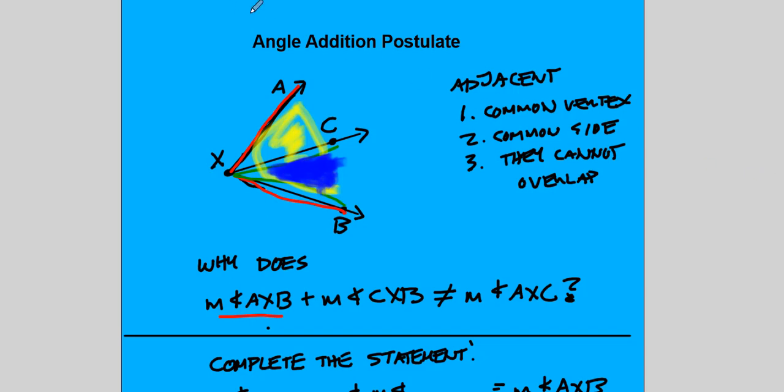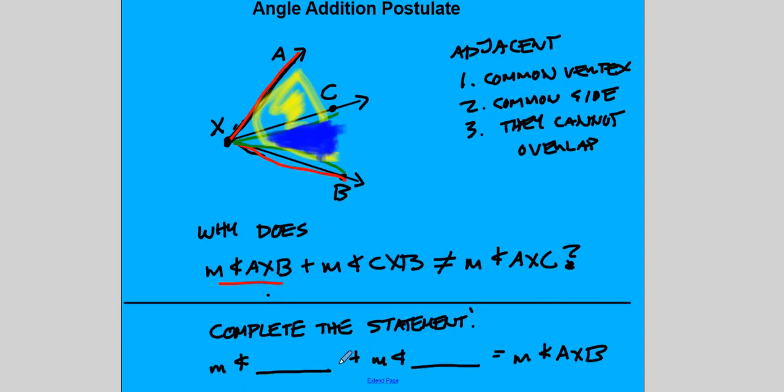Now it is true, though, that we could have written, I didn't ask this, the measure of angle AXC, which is this angle, plus the measure of angle BXC does equal the measure of angle AXB. That does meet the criteria for the angle addition postulate because you have adjacent angles here. AXC and BXC are adjacent. They share a common side XC and a common vertex X, and they do not overlap each other. So that's what I just did up there.